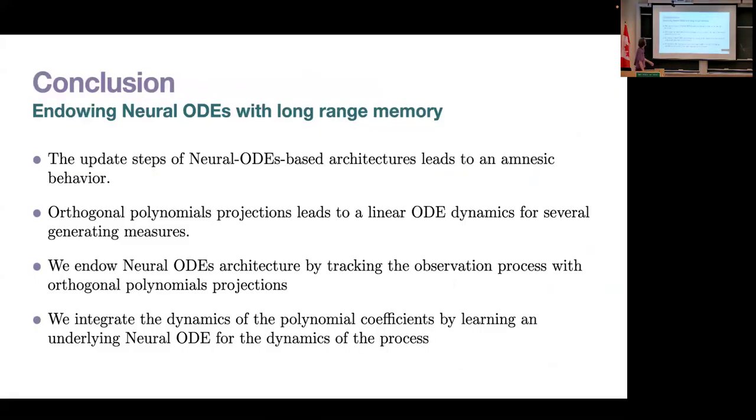So to conclude, what we proposed is an attempt to have neural ODEs that display some kind of long-range memory, the same thing that SSMs and S4 have displayed, but with a more typical neural ODE flavor. This addresses the amnesic behavior displayed by those neural ODE architectures. We use orthogonal polynomials, and we integrated the dynamics that we saw from the orthogonal polynomials with a typical neural ODE architecture.